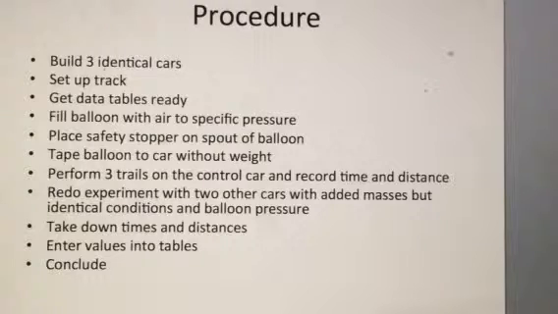I performed 3 trials on the control car, 3 trials on the car with 50 grams of weight, and 3 on the car with 100 grams. I redid the experiment with the 2 other cars with the added masses, and I used identical conditions to make sure that there were no changes in variables. I took down the times and the distances from each trial, entered the values into the tables, and formed conclusions.